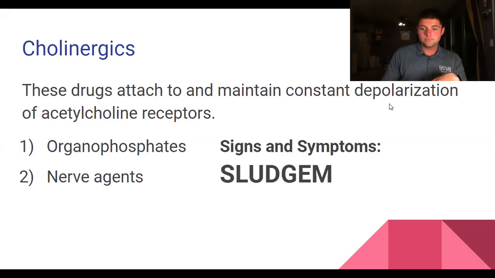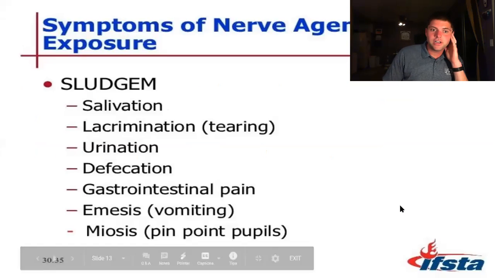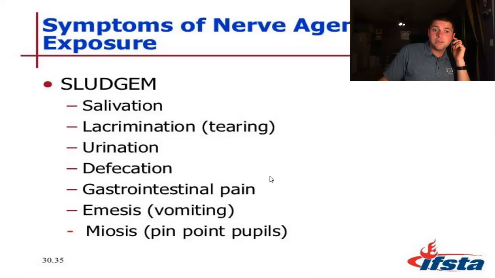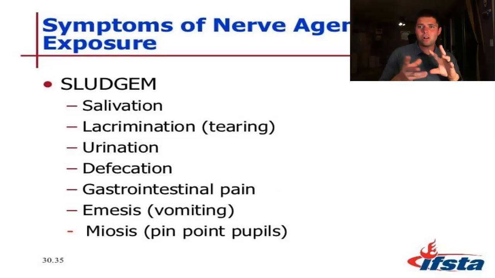Okay, so symptoms of a nerve agent exposure. I just said these: salivation, lacrimation, tearing, so crying, urination, peeing, defecation, pooping, gastrointestinal pain, and that's also causing this massive movement, this peristalsis. All of your small intestine, your large intestine is moving really, really fast. So everything, hyperperistalsis, it's moving quickly. You're vomiting, and then you have miosis, the pinpoint pupils. Oh, cool. That's great, Justin. What am I going to do with this SLUDGEM? Why do I care?